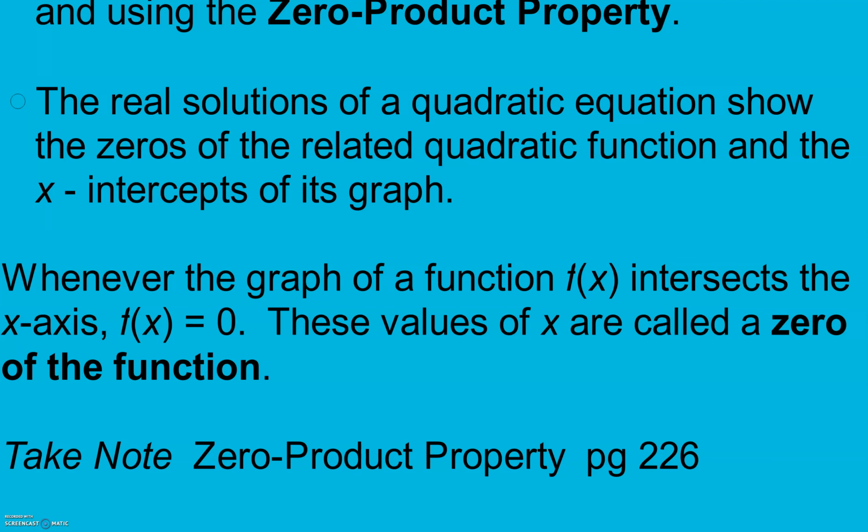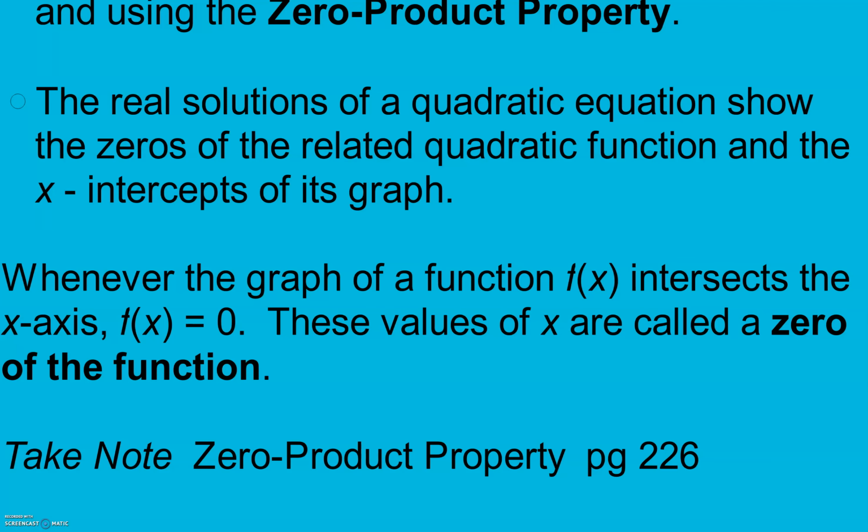Section 4.5 is quadratic equations. I can solve quadratic equations by factoring, and I can solve quadratic equations by graphing. Big ideas for this section: the zeros of a quadratic function, y equals ax squared plus bx plus c, can be found by solving the related quadratic equation if we set y equal to 0.